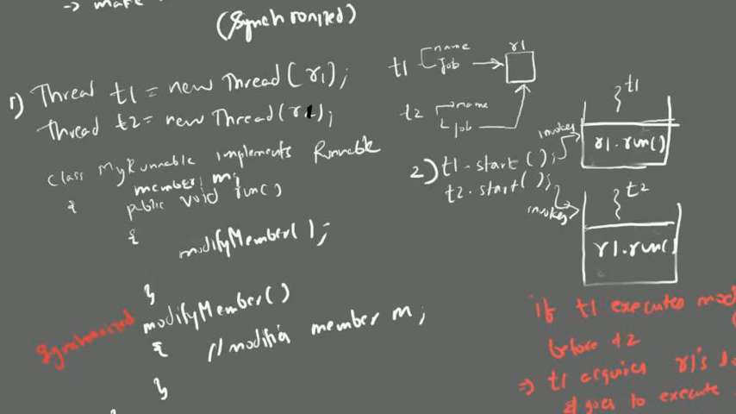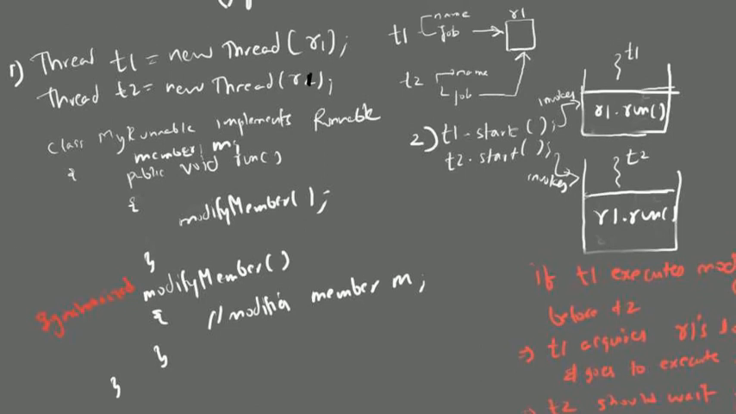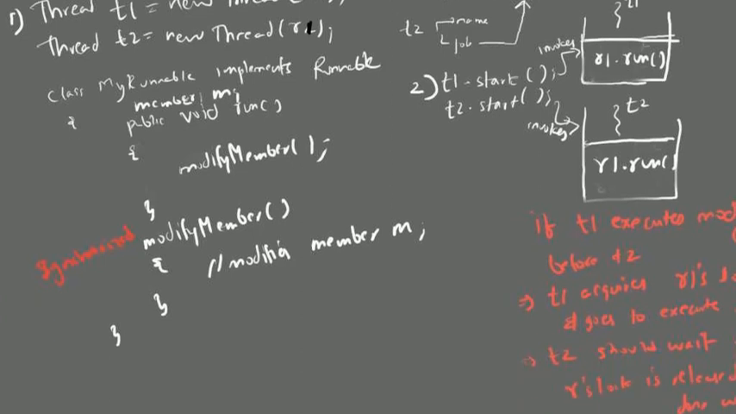right? So when you do class MyRunnable implements Runnable, and you have a common member, when you do t1.start, it would invoke the run method on R1, because if you look at the implementation of start, that's what it does: create a stack and invoke run on job, but job contains R1, so it invokes R1.run, and T2 invokes R1.run.